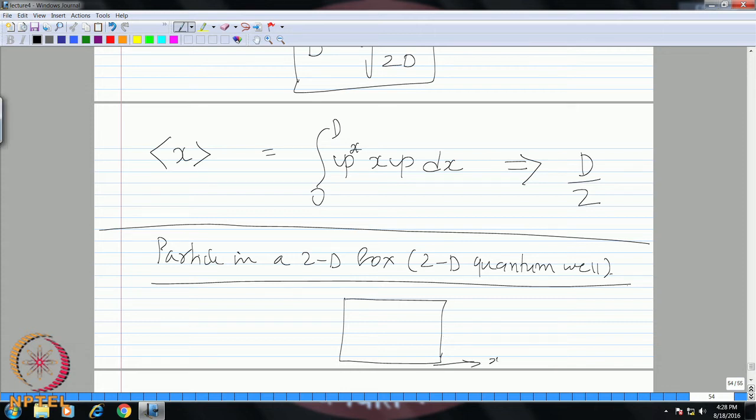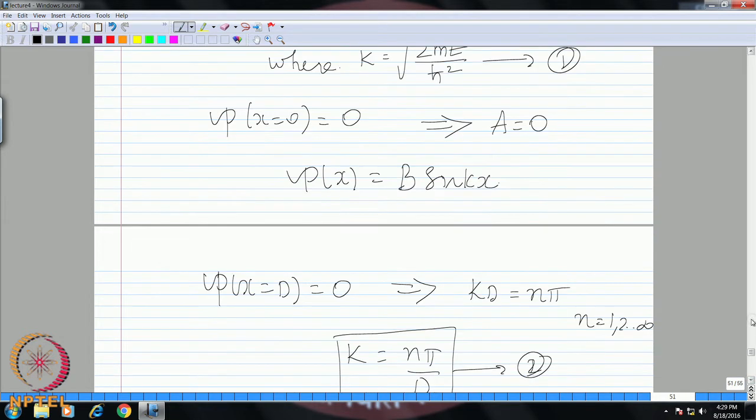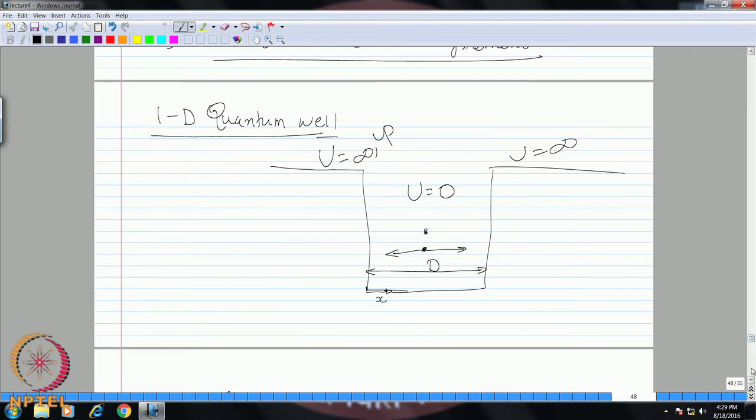This is your x coordinate and this is your y, and the widths in x and y are equal. Your coordinate origin starts from here, and inside the well your potential energy constraint is 0, and at the boundaries of the well you have infinite potential energy constraints. So, in this case the particle cannot escape from this 2-dimensional well. It is similar to what we have done in the 1D. Now, we have to extend this problem to 2 dimensions.